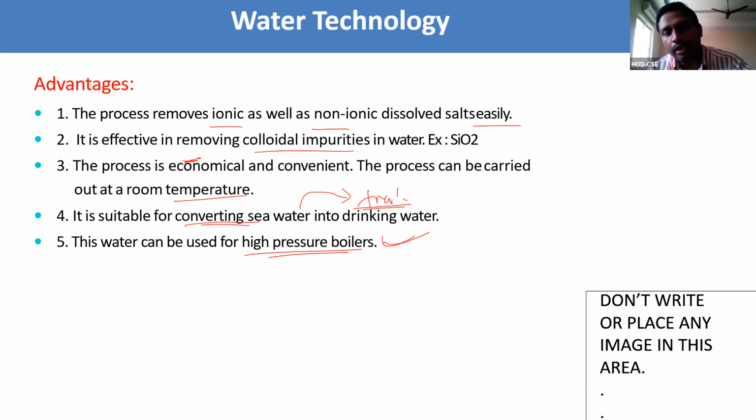We are taking the example of brackish water. The process removes ionic as well as non-ionic dissolved salts easily. It is effective in removing colloidal impurities in water. It is economical and convenient. It can be carried out at room temperature. It is suitable for converting seawater into fresh water, and it is used for the high pressure boilers. These are the advantages of reverse osmosis. Do you have any doubts?